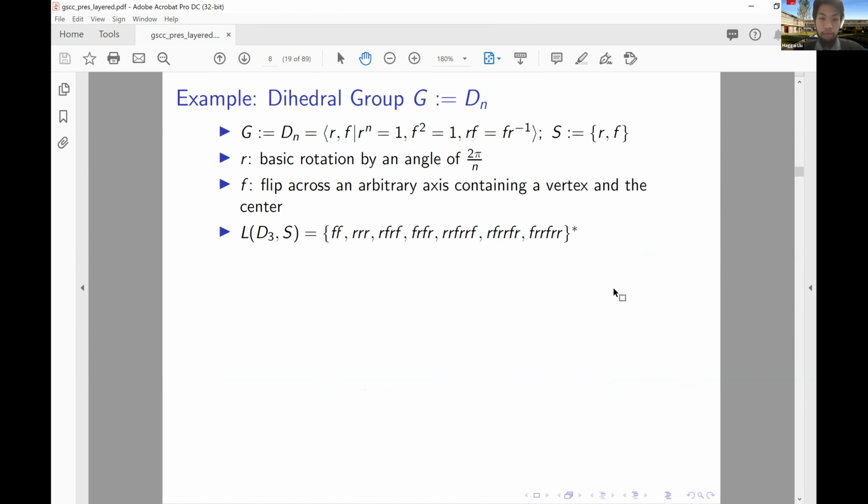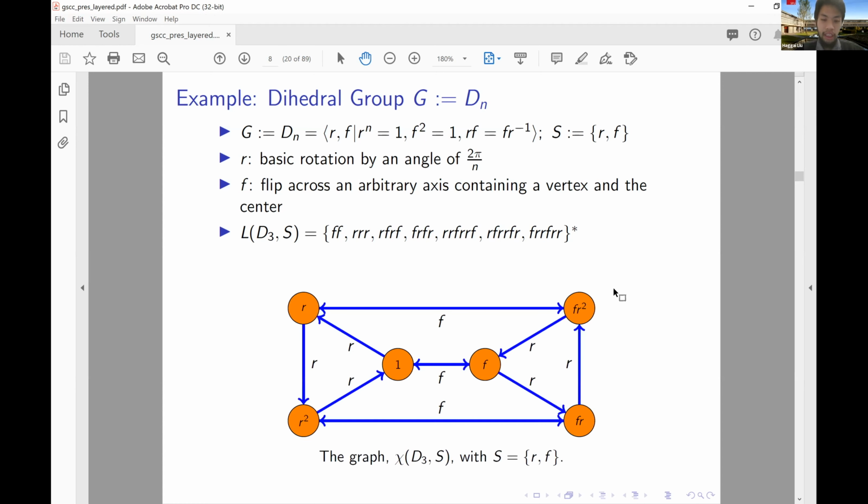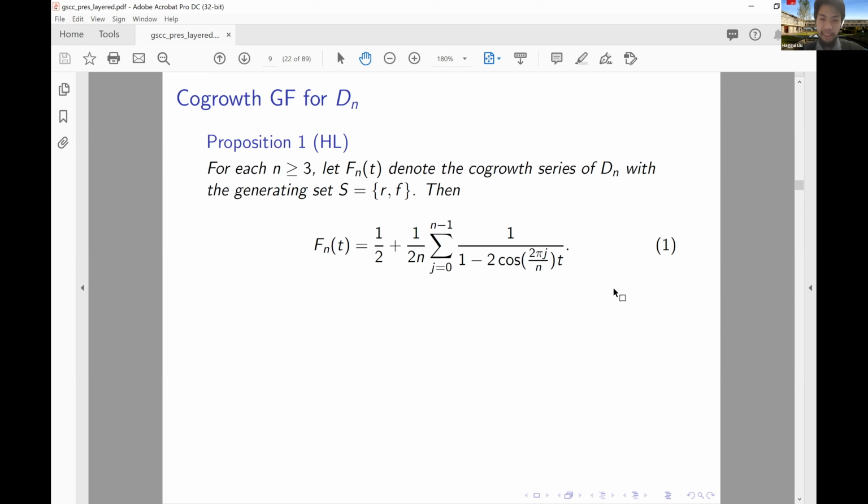In a not so easy case, we'll look at the dihedral group with its standard presentation, generated by a rotation by the smallest angle and a flip across an arbitrary axis. For n equals 3, the symmetries of a triangle, we see that the Cayley graph looks like this. And what is the Cogrowth generating function? It's not easy to tell just by looking at the Cayley graph. So we actually have to do some work here, but the proposition in front of us gives us indeed the formula we are looking for.